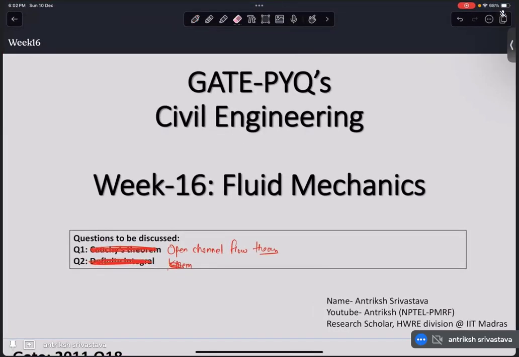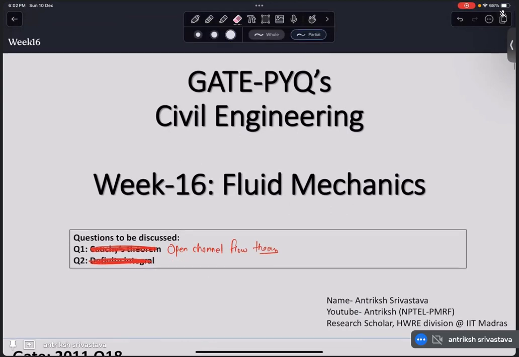This eraser is a little smaller. Let me increase the size. Yeah. Still smaller.